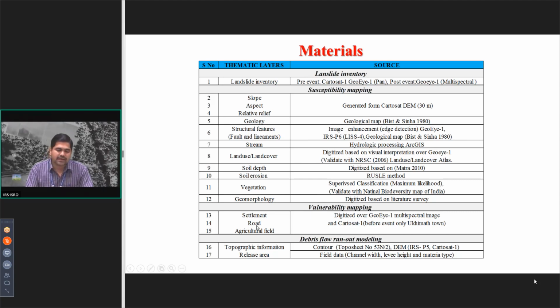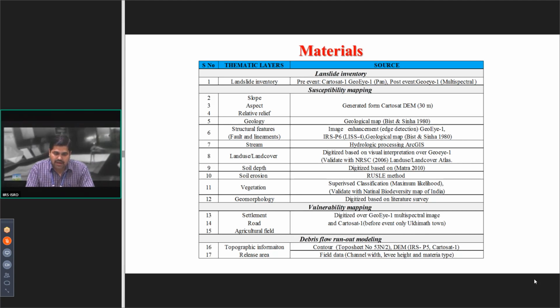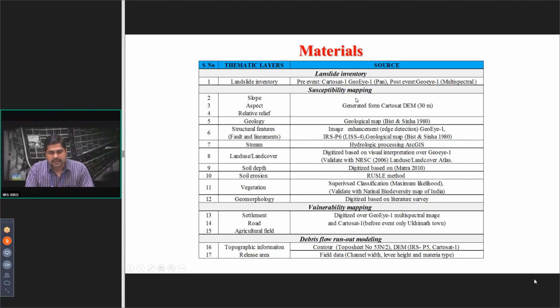So if you put all these together, you get what is called the vulnerability mapping. Now out of these, suppose you feel that the road is more vulnerable, you can simply weigh these and put more weight to the road, or suppose human settlement becomes most important, you can put maximum weight to this before amalgamation of these layers. So these three layers put together give me the vulnerability map.